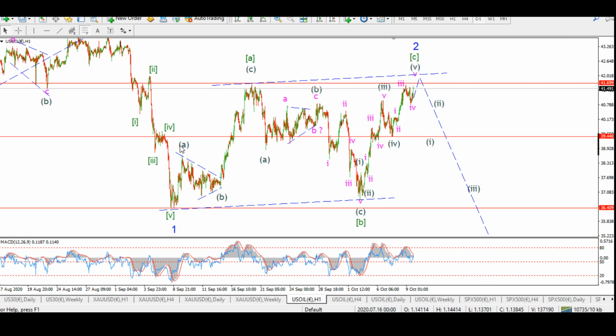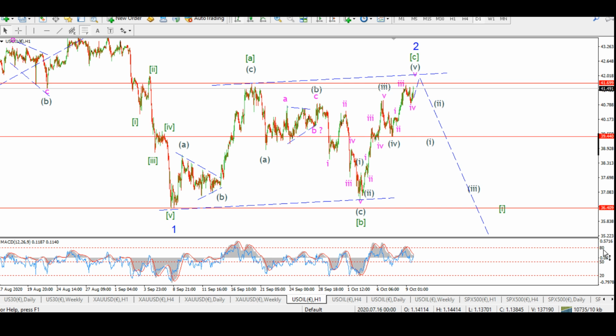The initial move in wave 1 of 3, I think, should bring us down towards this previous B wave low here, so somewhere down around the 37 handle for wave 1 down. That should trace out 5 waves down. I've only shown 3 as a kind of representation there. So 5 waves down in wave 1, and then a corrective lower high again in wave 2, and then an acceleration lower in wave 3.